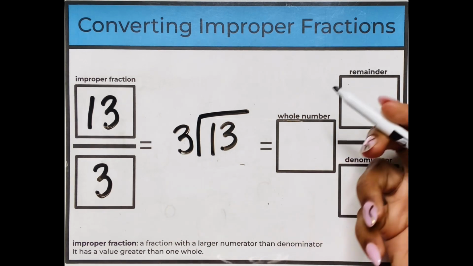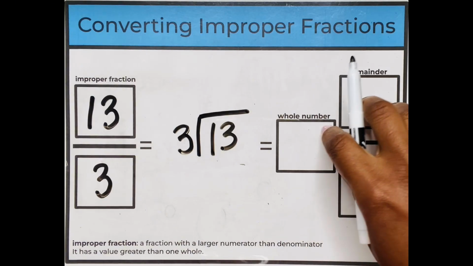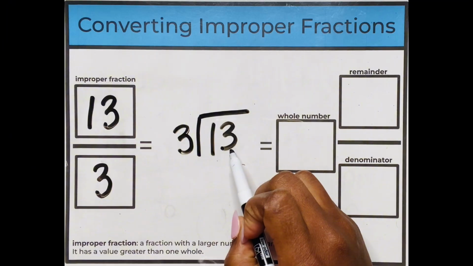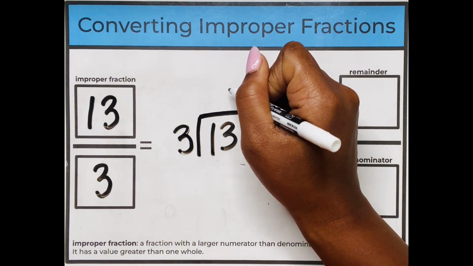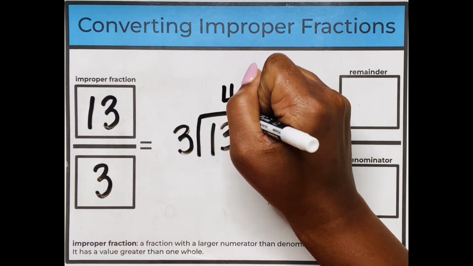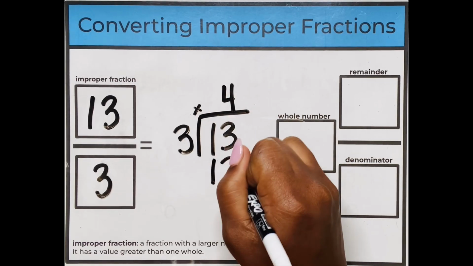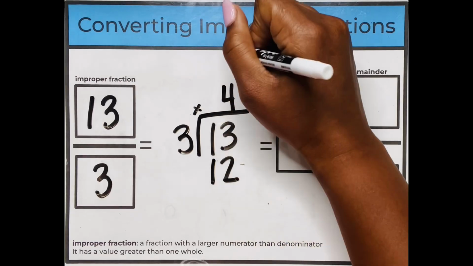So now we're going to divide, then we're going to label our quotient and correctly create this mixed number. 3 goes into 13 how many times? 3, 6, 9, 12. Hopefully you said 4 times. 4 times 3, again, is 12. After we multiply, we what?